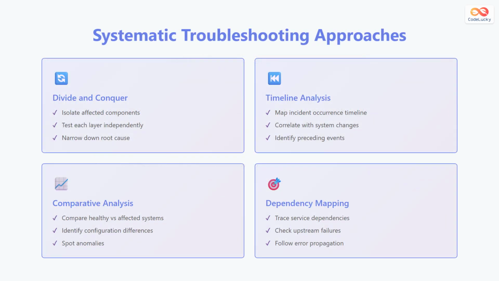There are proven systematic approaches to troubleshooting. First is divide and conquer. Isolate affected components and test each layer independently to narrow down the root cause. Second is timeline analysis. Map the incident occurrence timeline and correlate it with system changes to identify what preceded the incident. Third is comparative analysis. Compare healthy systems with affected systems to identify configuration differences and spot anomalies. Fourth is dependency mapping. Trace service dependencies, check for upstream failures, and follow error propagation to see how problems spread through your system. These methods work together to pinpoint root causes efficiently.